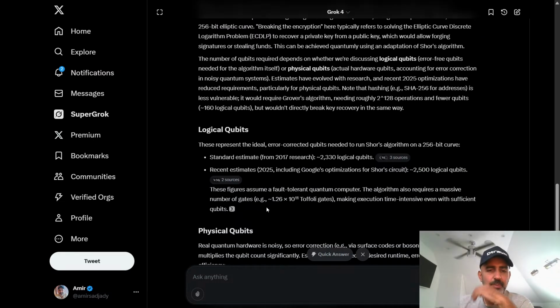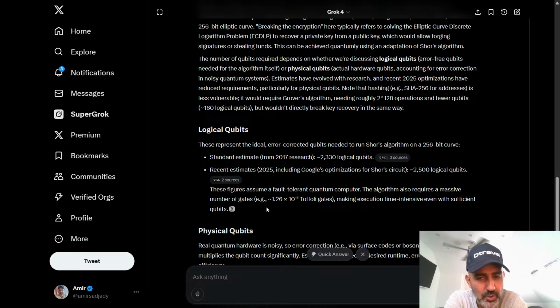Logical qubits represent the ideal error-corrected qubits needed to run Shor's algorithm on a 256-bit curve. Recent estimates from 2025, including Google's optimizations for Shor's circuit, come to thereabouts 2,500 logical qubits. These figures assume a fault-tolerant quantum computer. The algorithm also requires a massive number of gates, making execution time intensive even with sufficient qubits.